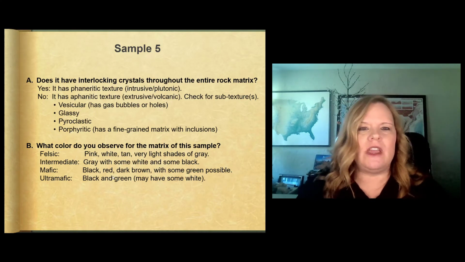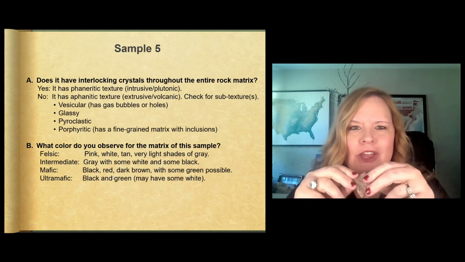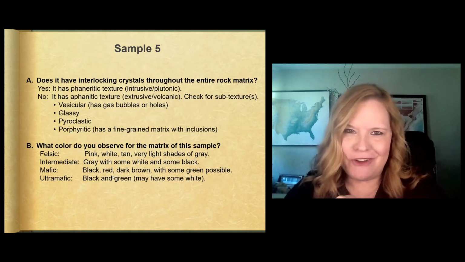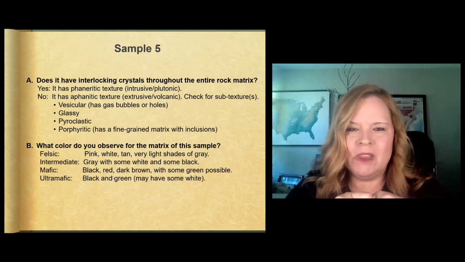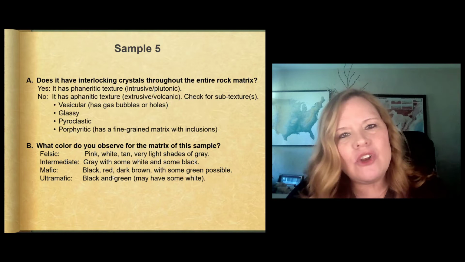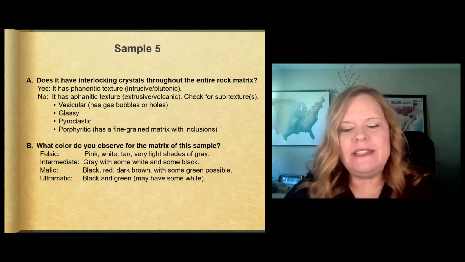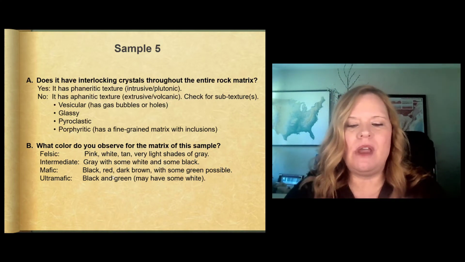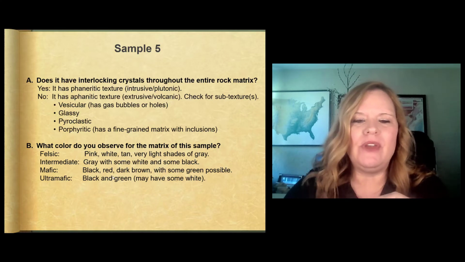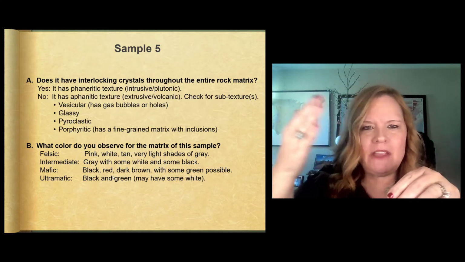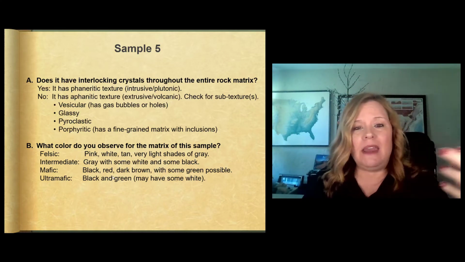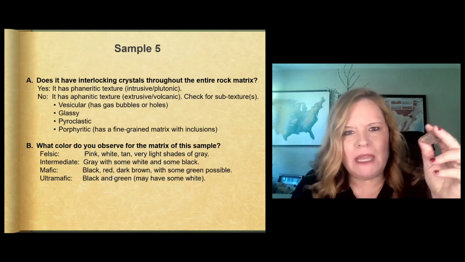What's the first thing that we know about interlocking crystals? Is it aphanitic or is it phaneritic? Yep, you guessed it, it's phaneritic. All right, so the next thing you do is look at the color scheme. I realize there's some black in there. That's okay. What's the dominant matrix or the background? Mine is a reddish pink, and it's pink, pink, pink.